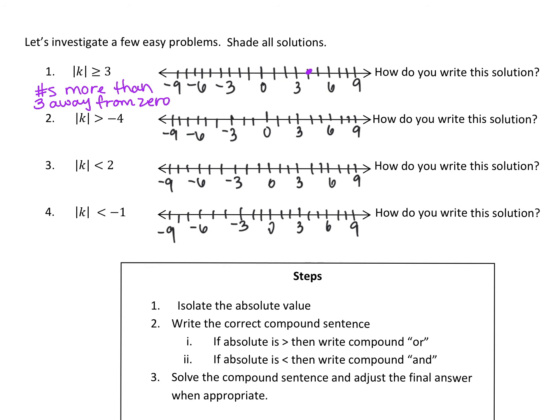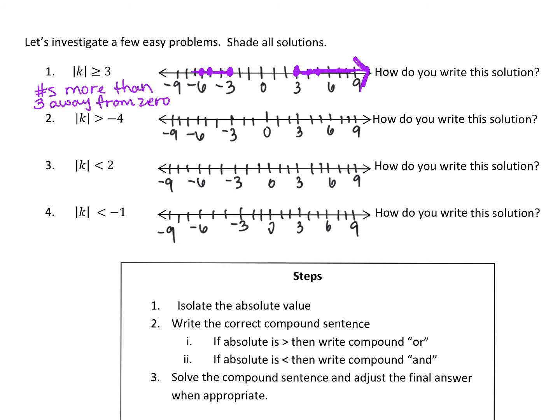5. I heard 4. I heard 5. Negative 5. Negative 6. We say it's exactly right, more than or equal to, so I can put a dot at 3. And what are we seeing? We're seeing that it's everything greater than 3, right?